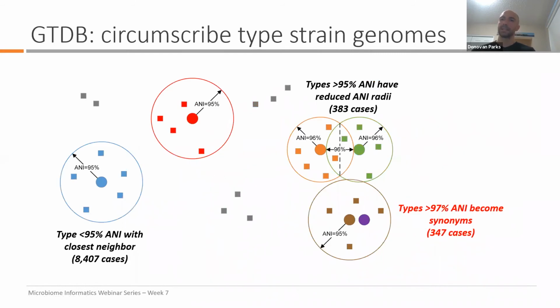Now, the last case here is when you have 2 type strains that are actually highly similar to one another, which in GTDB we define as greater than 97% ANI. In this case, we decide, no, these things are too similar. We no longer think they should represent separate species. So we use the rules of nomenclature to determine which of these species has priority. We retain that type strain, and the other species becomes a synonym of that retained species.